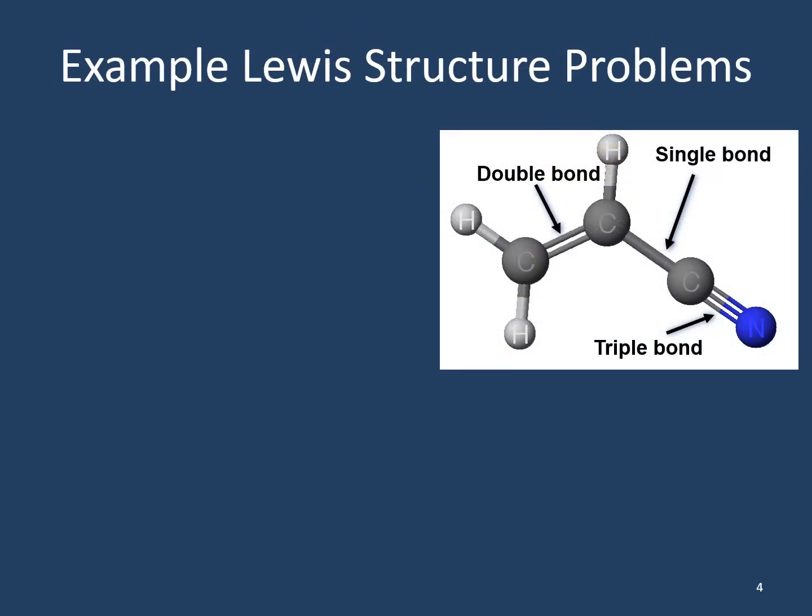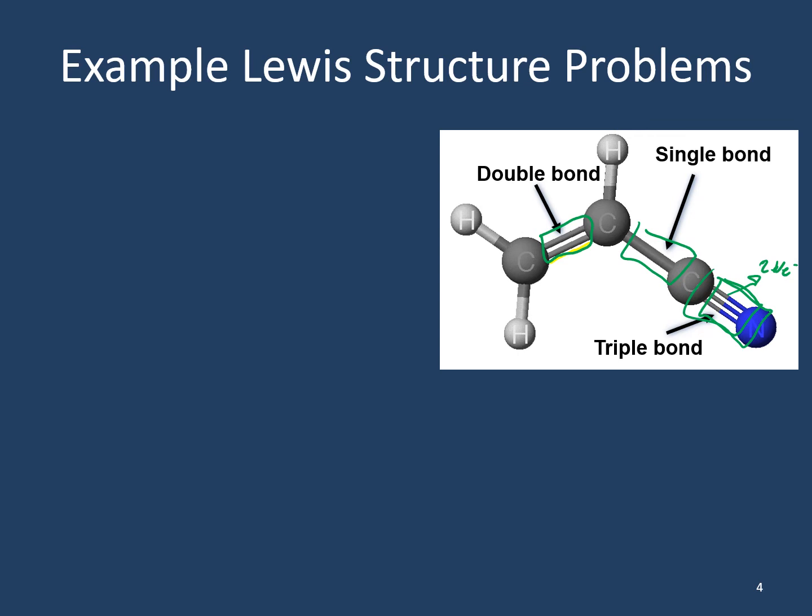So again, double bonds are just going to look like 2 lines here. A single bond, like we've seen, has just been 1 line. A triple bond is 3 lines. Each one of these lines is 2 valence electrons. So these two are sharing 6 total valence electrons just in this bond.